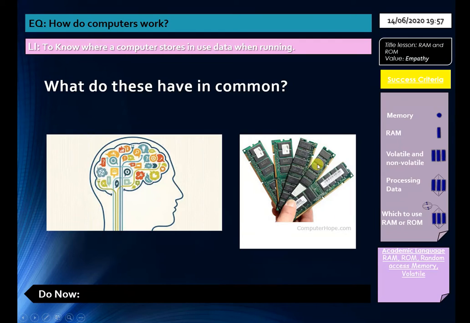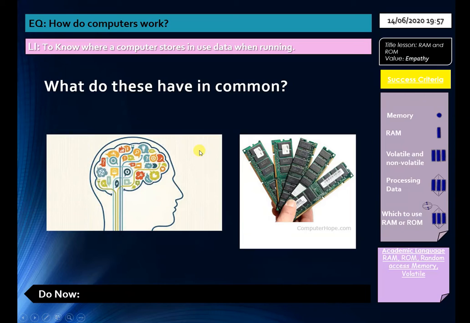Now, there are other types of storage for making sure that the data is saved to a computer. It's a different type of storage. So we're looking at primary storage. You in your brain again have a primary storage area.